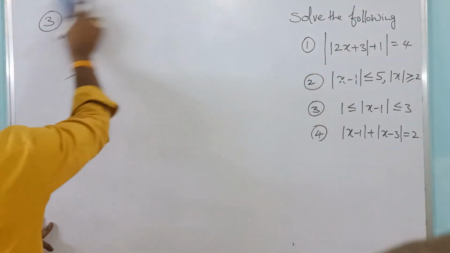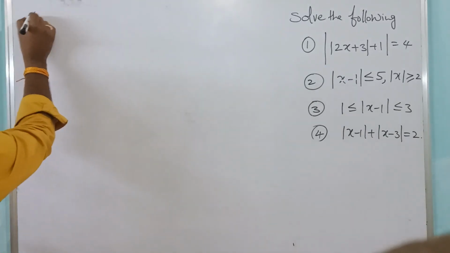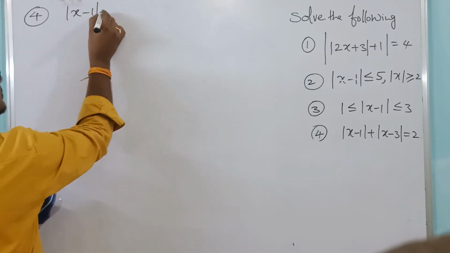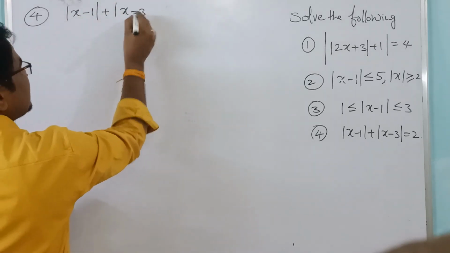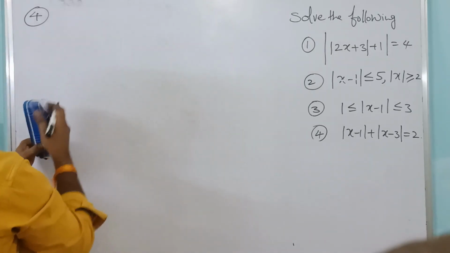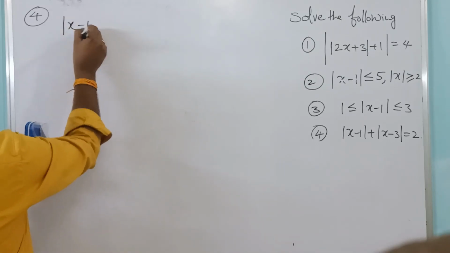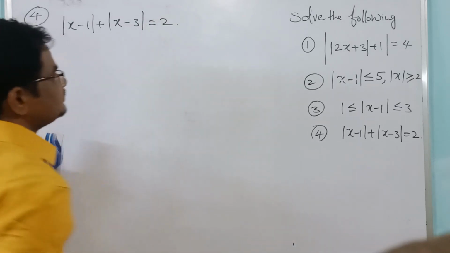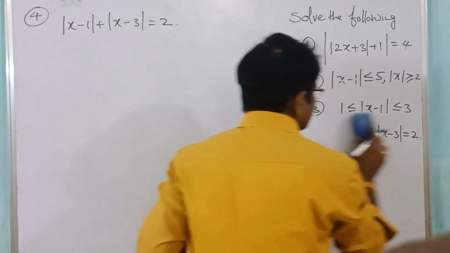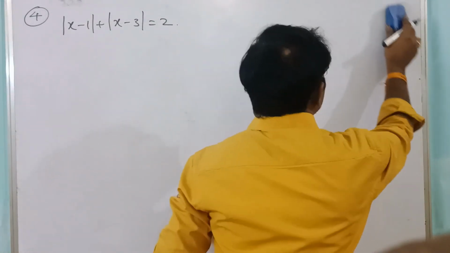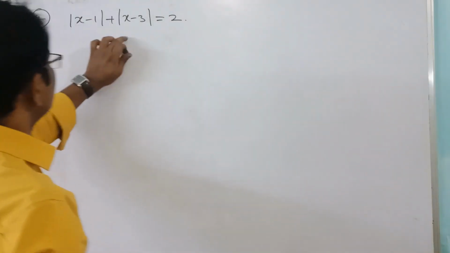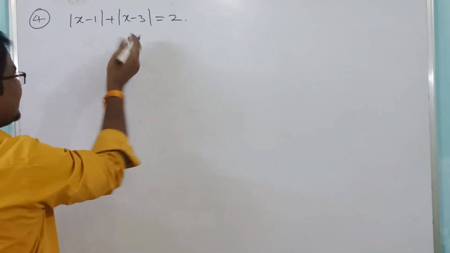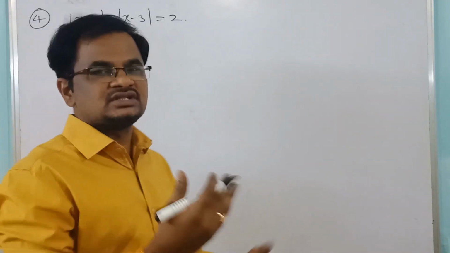Next, take the fourth problem. That is |x minus 1| plus |x minus 3| equal to 2. So how to simplify? In the last video we did one problem based on this one. Here there are two methods. Two methods we have to discuss.